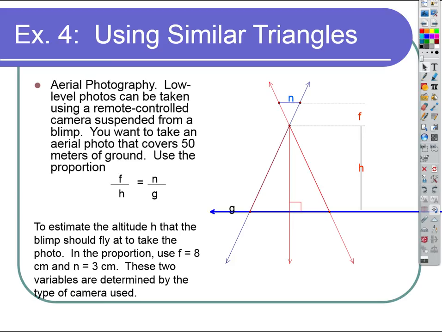So this is essentially what they did, right? Here's the blimp, and here's the camera. Cool problem. Here's the camera. It's just got a hole in the bottom. The light comes through the hole, and it's focused onto the plane of the film, right? It's called a pinhole camera.